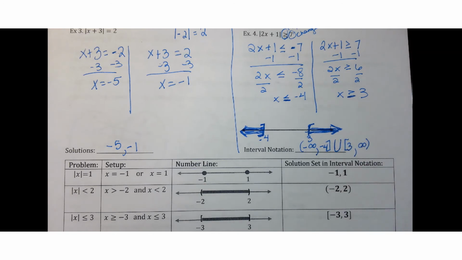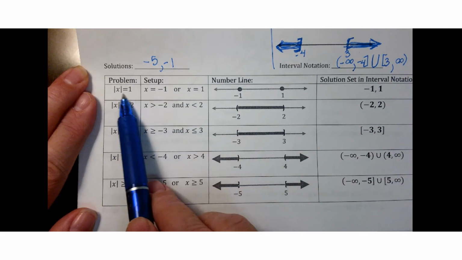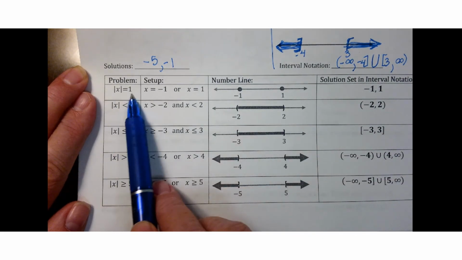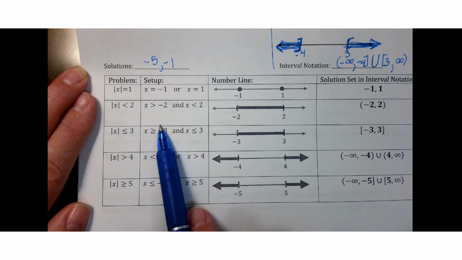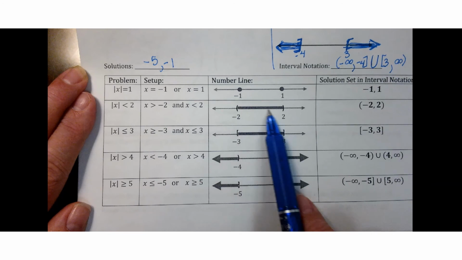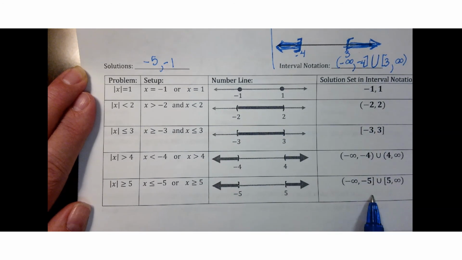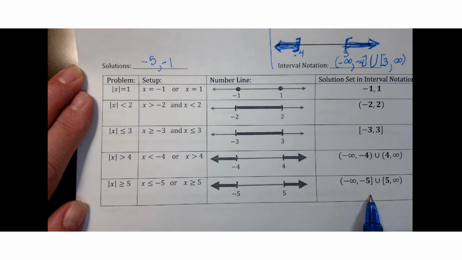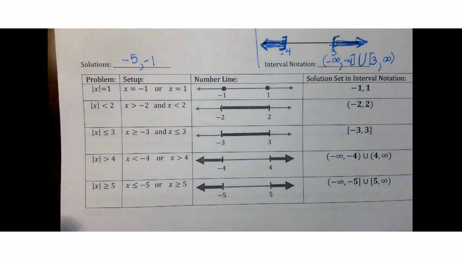Okay? All right, I have included a nifty little chart on the problem setup. So if it's set up like this, or if the problem is like this, this is how you would set it up. This is what your number line would look like, and this would be your solution set. Okay, so you can definitely use this as a reference as you work your problems and to help you in your normal 101 class.